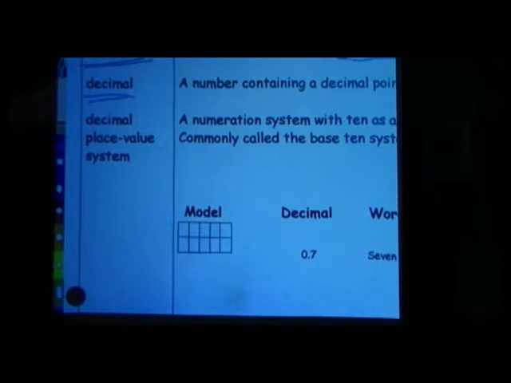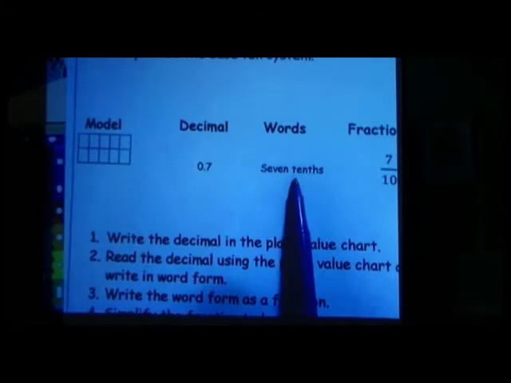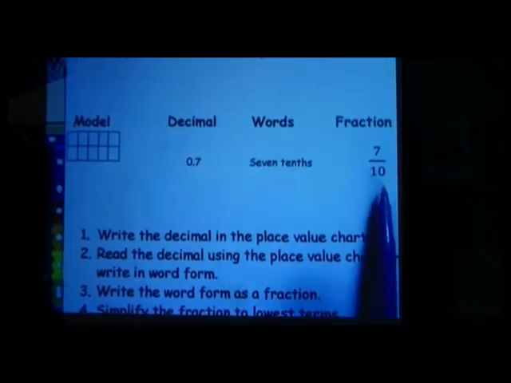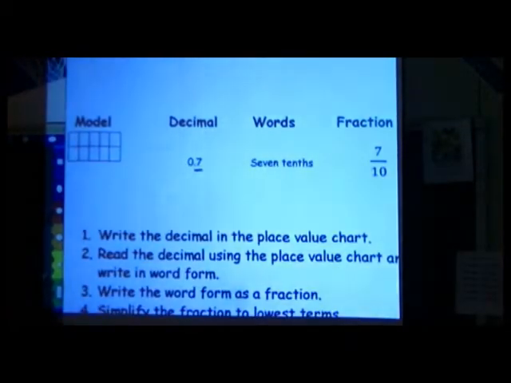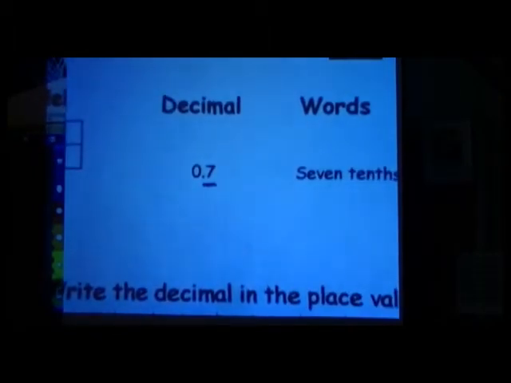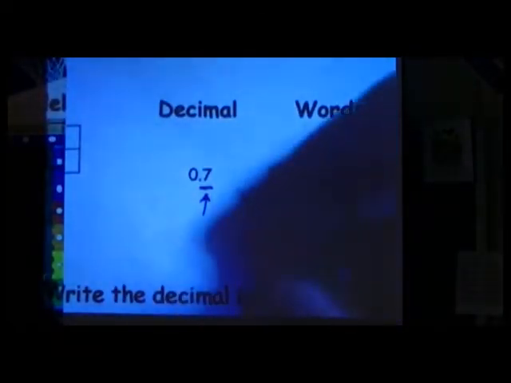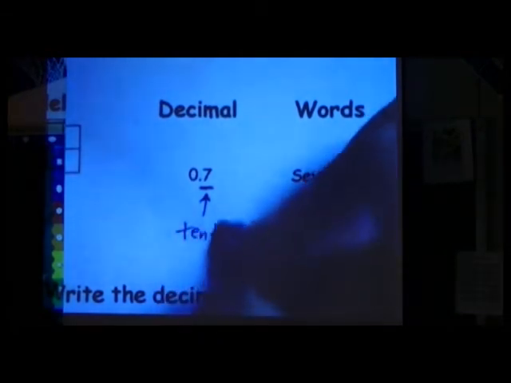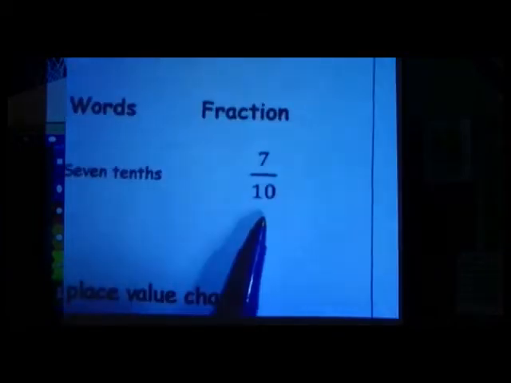Alright, but right now what we need to do is look at four things. We need to look at a model, a decimal, the words, and the fraction. Okay, so these are the four things that we want to look at. To model 0.7, we look at the place value where that 7 is sitting. I'm going to zoom in a little bit more so you can see it really clear. There it is. So now that 7 is in the tenths place. So we read that as 7 tenths. Okay, in words, that's how you would write it. In fraction form, it is 7 over 10.